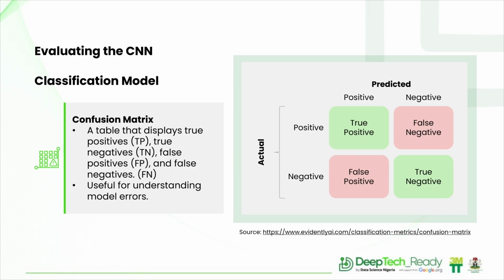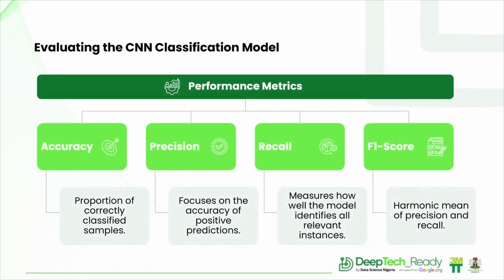From the confusion matrix, we can calculate key performance metrics such as accuracy, precision, recall, and F1 score. The accuracy is the proportion of correctly classified samples, while the precision focuses on the accuracy of positive predictions. The recall measures how well the model identifies all relevant instances, while the F1 score is just a harmonic mean of the precision and recall.